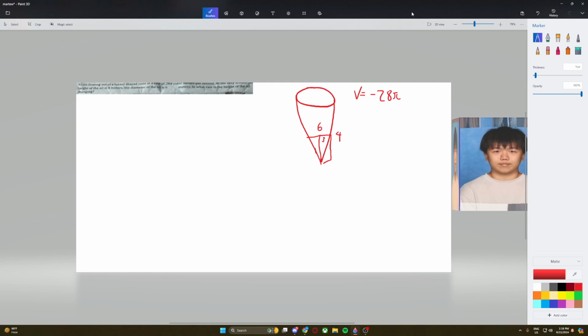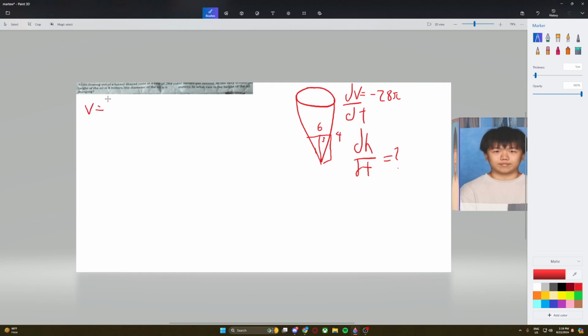Okay, so we're solving for the, oh wait, my bad, this is dV over dt. What we're trying to find is dh over dt. So let's set up the equation.